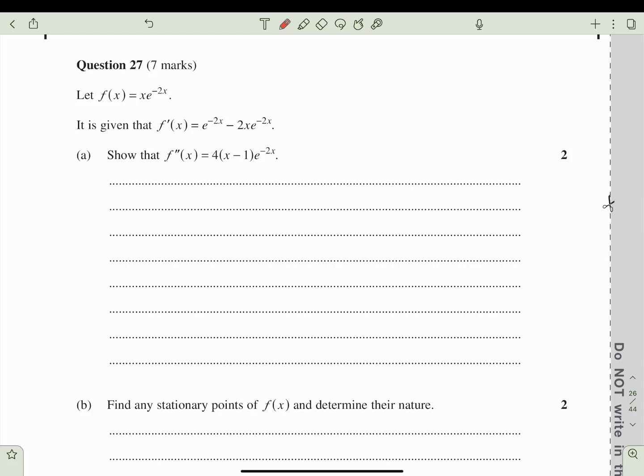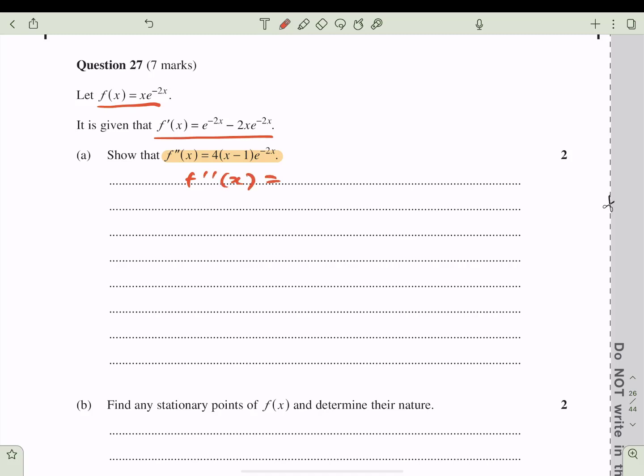Question 27. Here we have the function f(x) equals x times e to the power of negative 2x. It is given that f'(x) equals this thing here. Show that the double derivative is equal to 4 times (x minus 1) times e to the power of negative 2x. So when we look at the double derivative, that means we need to differentiate f'(x) again. So let's do that here.